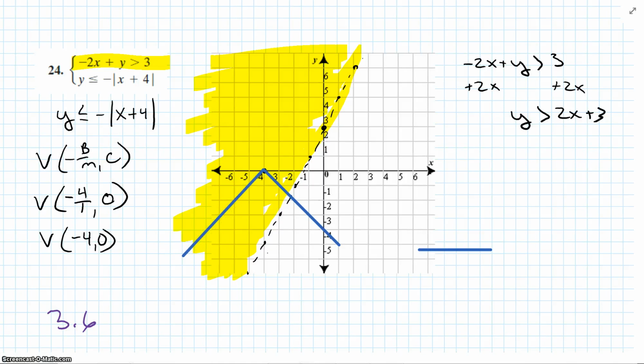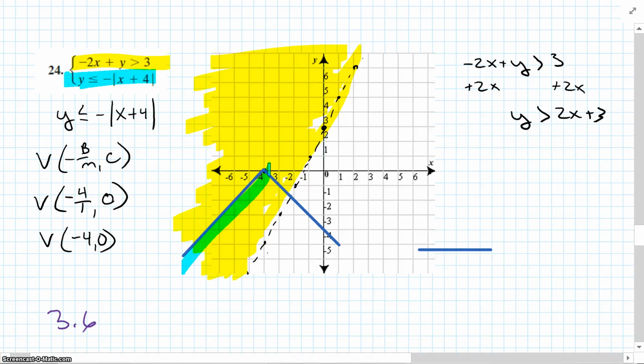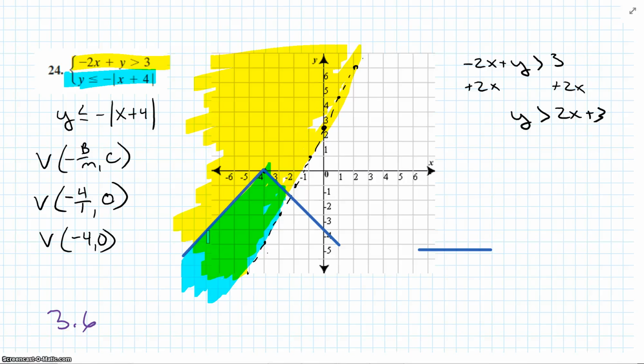And so what do we notice? It's less than, so we're going to shade this area. Alright. Easy enough on this. That is it for section 3.3.